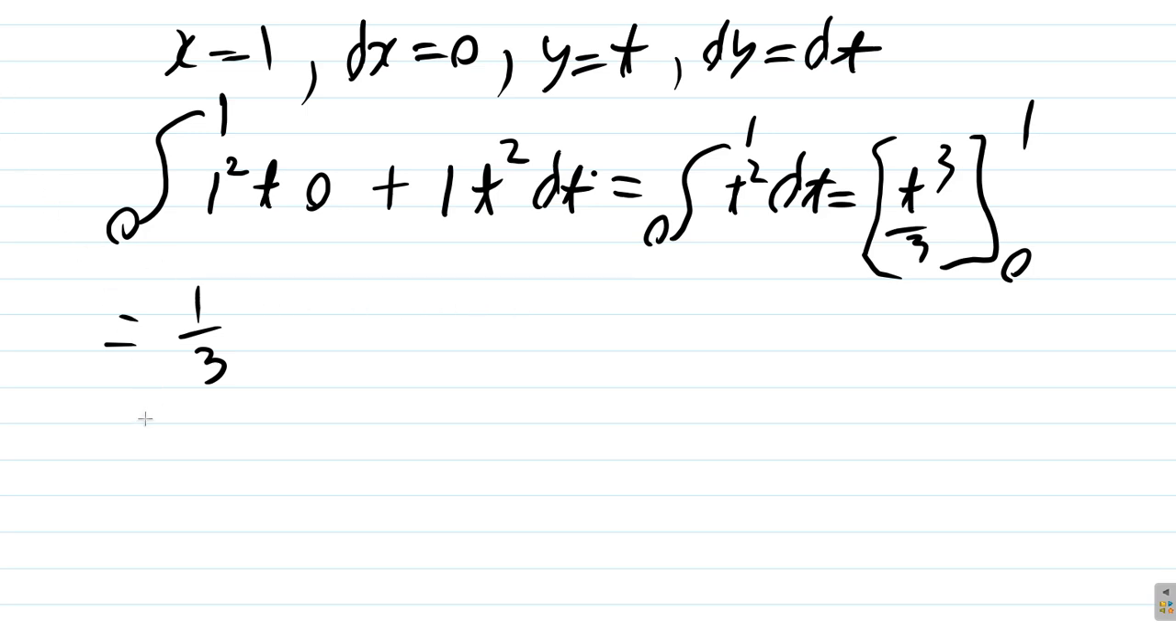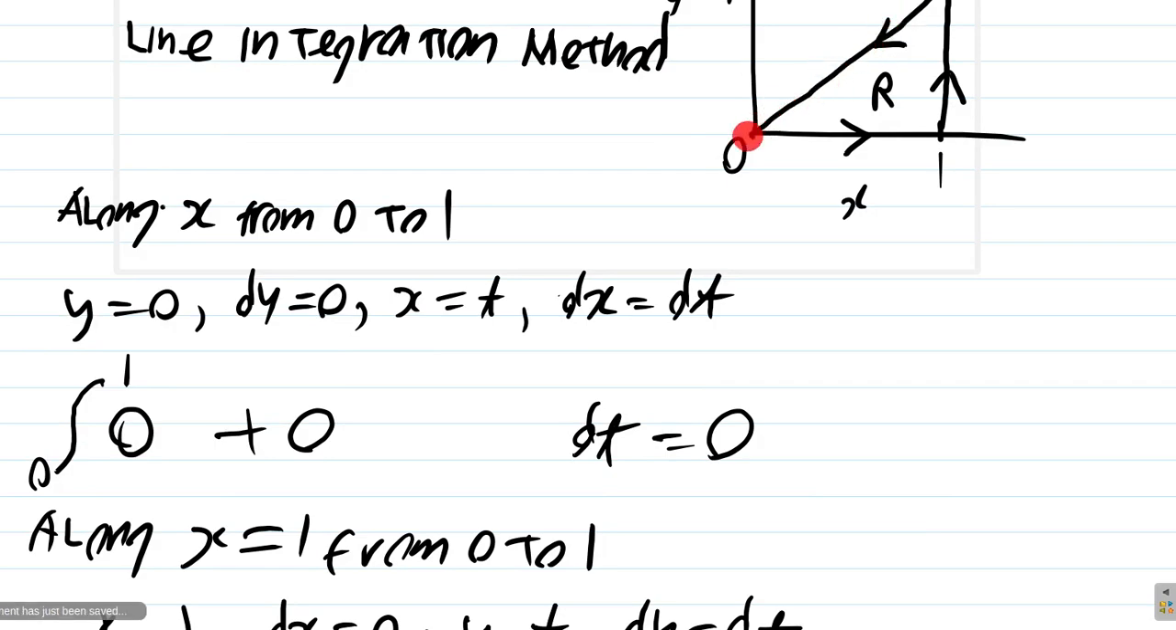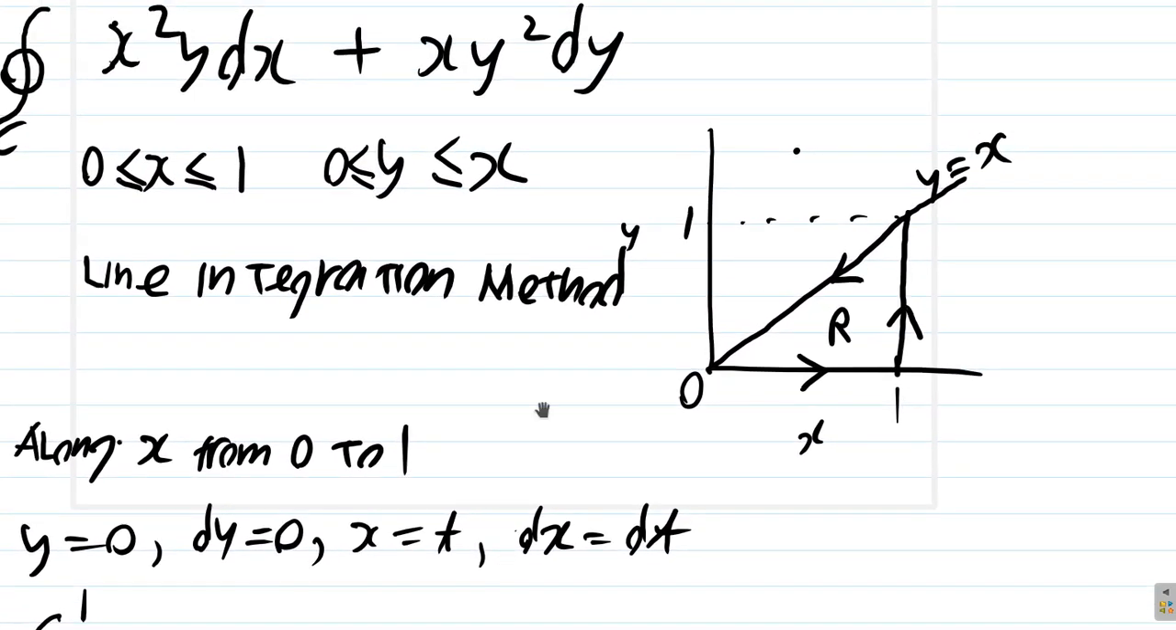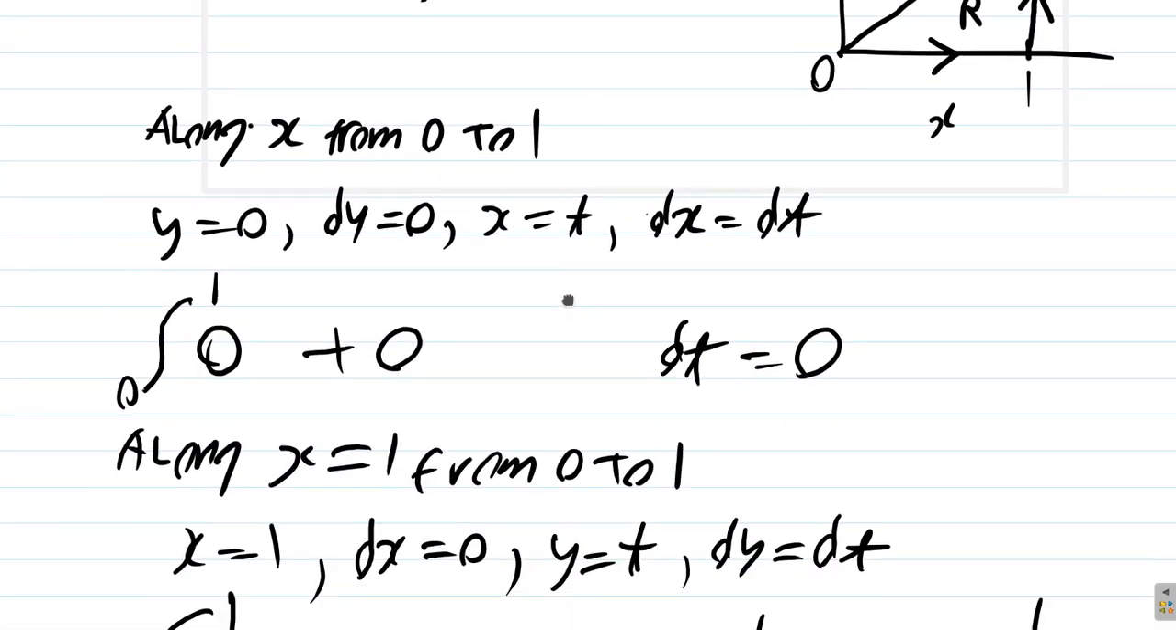Now what we want to do is integrate along this line going down, y equals x. Alright, so just as a quick summary, just to make sure we didn't make any mistake, we went along x, and we see y is 0, dy is 0, x is t, dx is dt. Okay, good. So both of them become 0 because y is 0 and y is there in both cases.